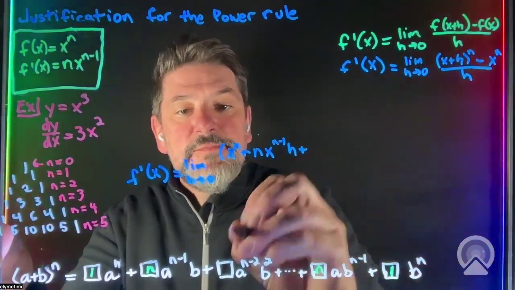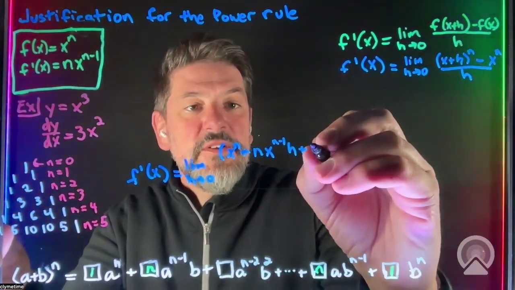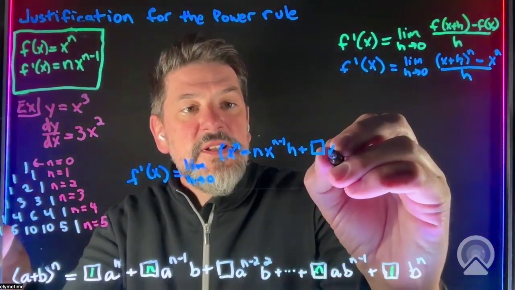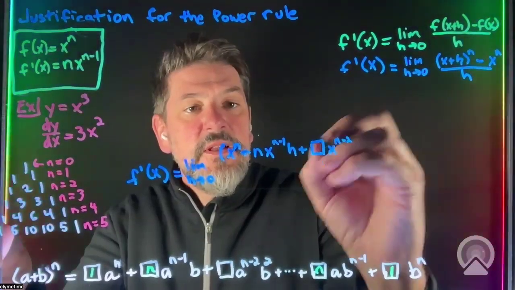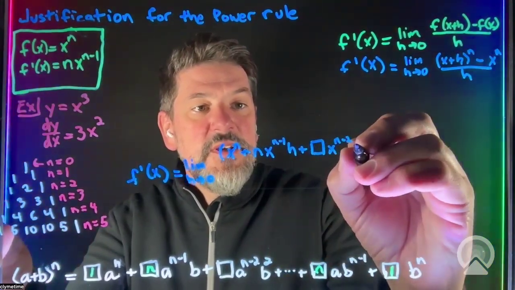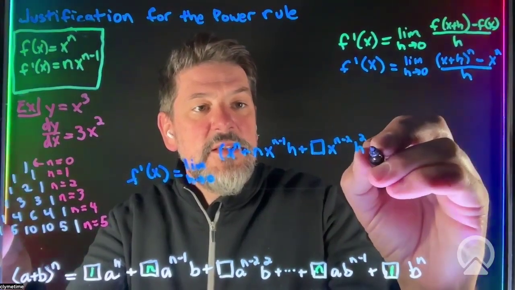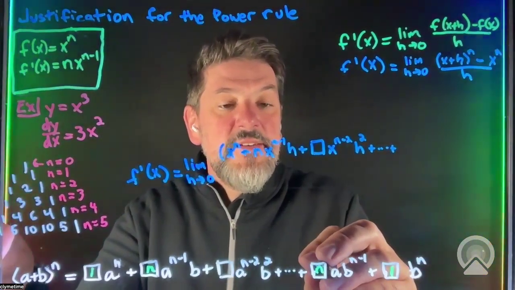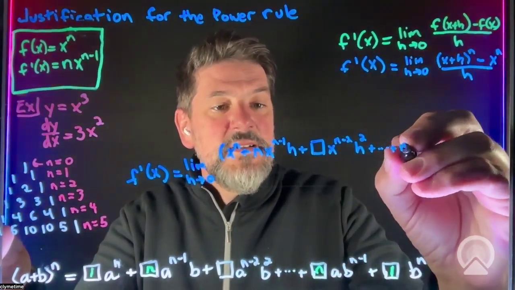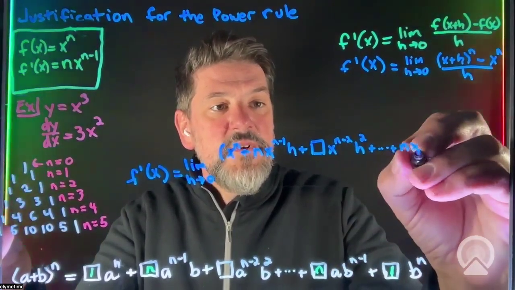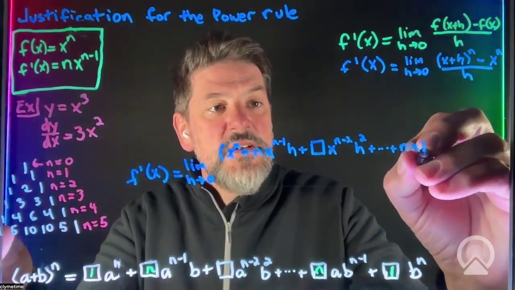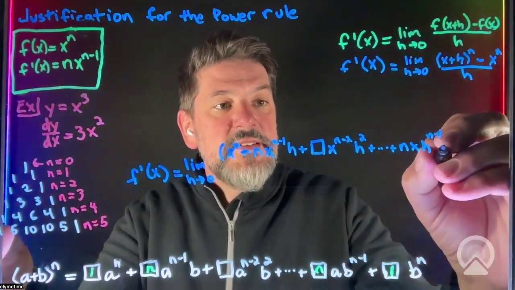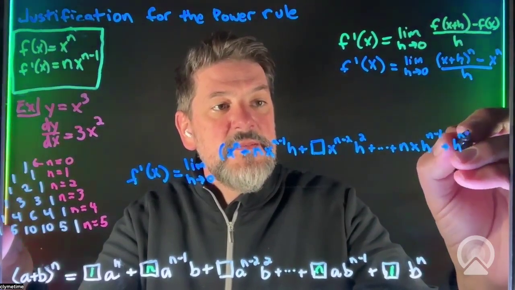And then plus, I don't know the coefficient, I'll draw a box here. I know that now my x is going down 2 in power. And I know my h is going up in power. And I'm going to say plus dot, dot, dot, plus. And now I have n again. And now I have x raised to the power of 1. And now I have h to the n minus 1. And then finally, I have plus h to the n.